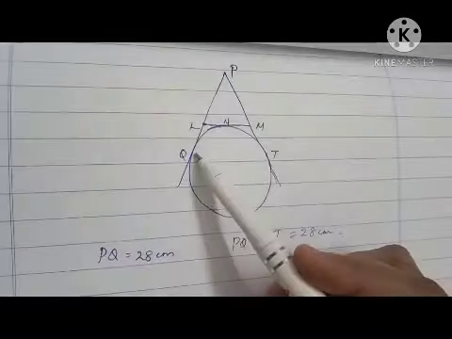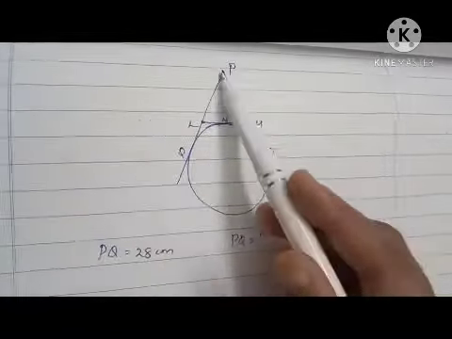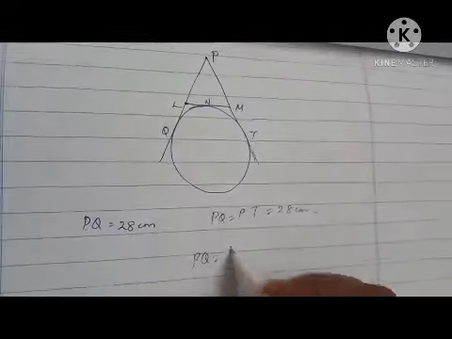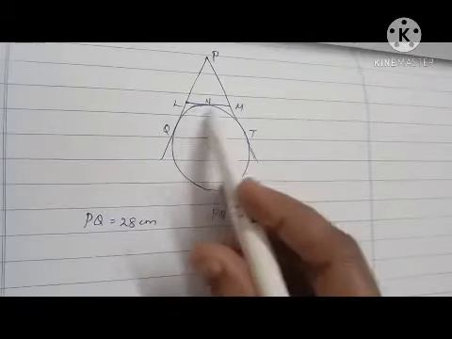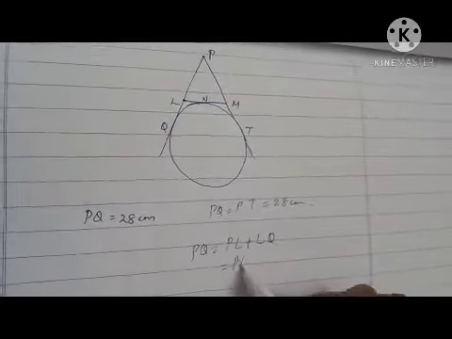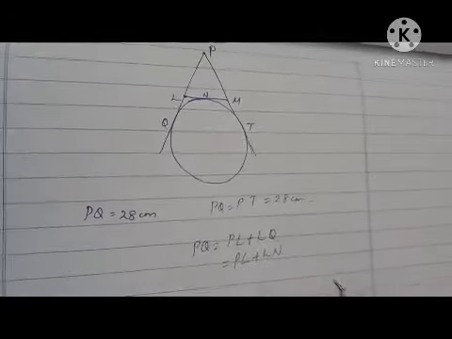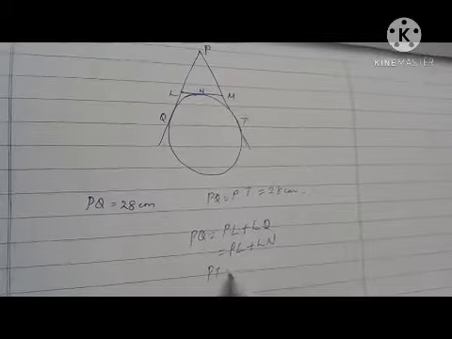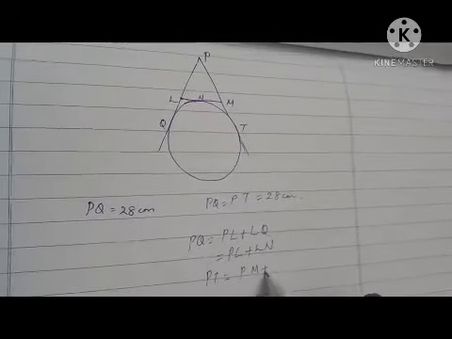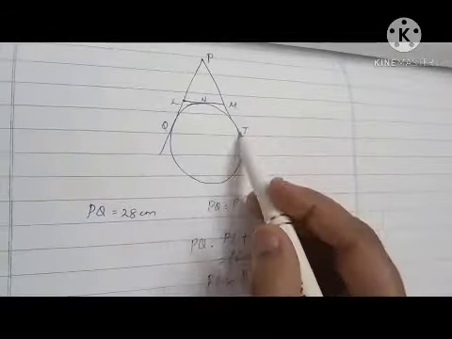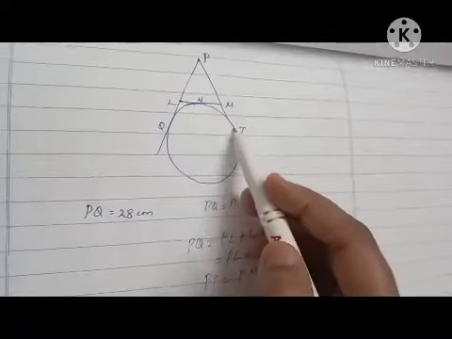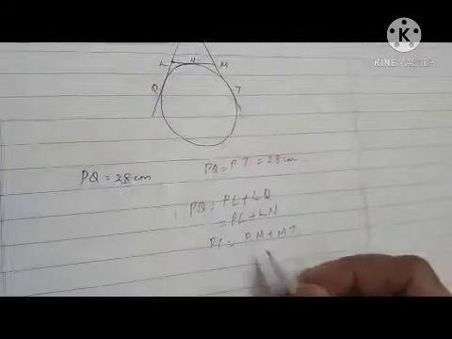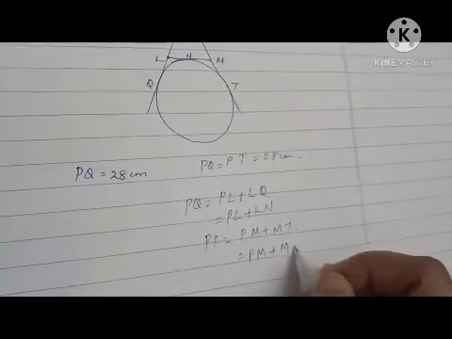Then PQ equal what? PL plus LQ. Here LQ and LN are same, so we can write LQ as LN. Similarly, PT equal what? PM plus MT. Then this MT is same as MN. Tangents from a common point are equal, so MT and MN are equal. So we can rewrite this MT as MN.